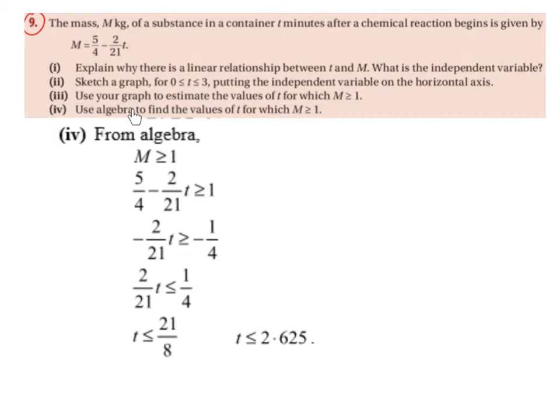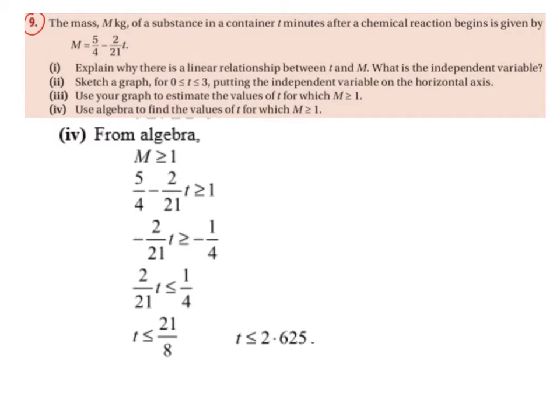Part 4. Use algebra to find the values of t for which m is greater or equal to 1. So from algebra, we're going to let m be greater or equal to 1. So we're going to swap that m for 1. So we have 5 over 4 minus 2 over 21t is greater or equal to 1. So then what we're going to do is bring the 5 over 4 over the inequality sign, and it becomes minus 5 over 4. And 1 minus 5 over 4 is minus a quarter. So we have minus 2 over 21t is greater or equal to minus a quarter.